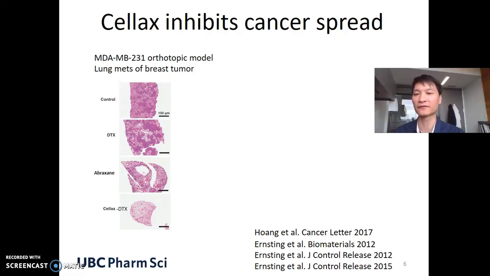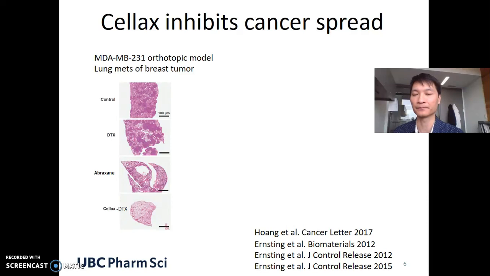So in the first case, we study breast cancer spreading to the lung. This is a lung section, looking at the nodule or tumor load in the lung after different treatments. In the control, you can see this piece of lung actually contains a lot of nodules.